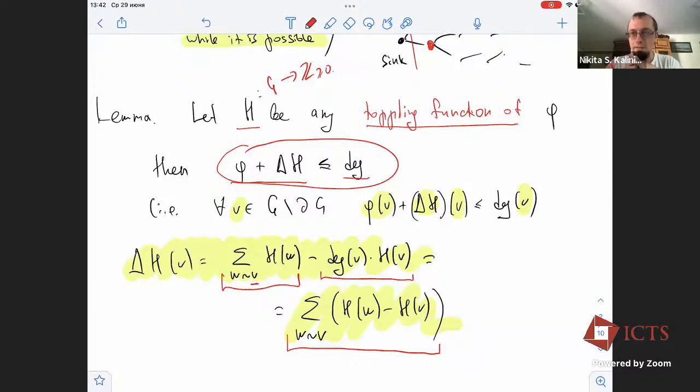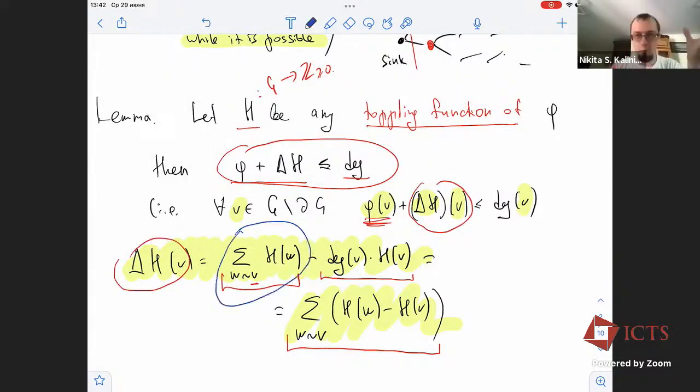Well, the explanation is very simple. So what is phi of v? Phi of v is the initial number of grains at the given vertex. Then what is this Laplacian? So what is Laplacian of h of v? First of all, the first summand is the sum of h of w over all neighbors of v. And it has a nice interpretation. Each time we perform a toppling at a neighbor of v, it gets one additional grain of sand. So this first summand is just incoming sand. That's all the sand which comes to my vertex v during the whole relaxation.